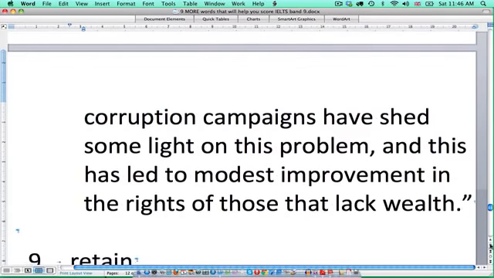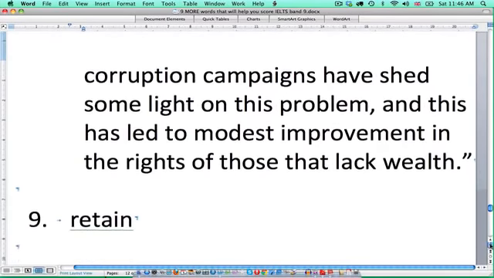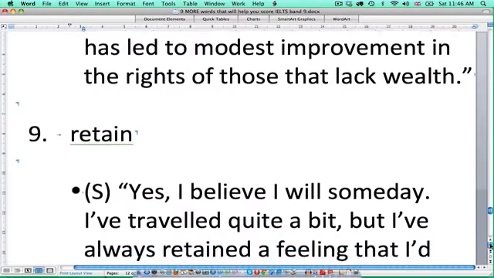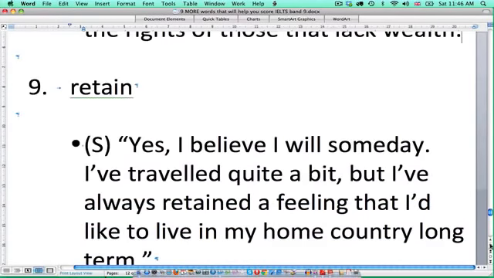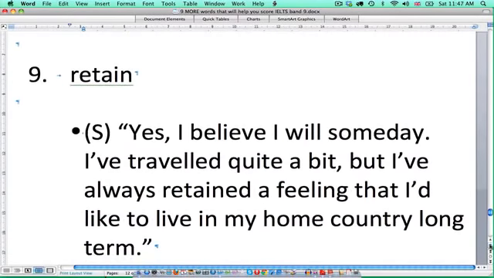Word number 9 is retain. And retain is a verb that means to keep or to hold on to. So in the speaking, you could be asked something like, will you ever return to your home country? So if you were asked to talk about where you come from, maybe in part 1, and then the examiner says, oh, okay, so you're from there, but you're living here. Will you ever return to your home country?